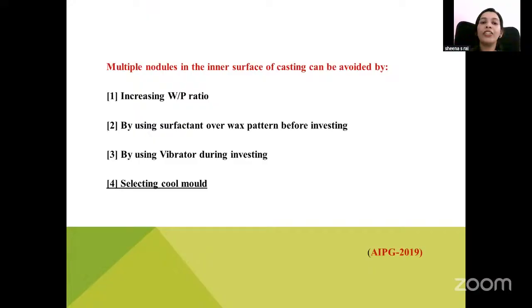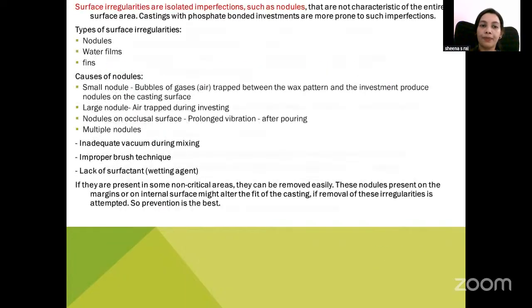So the question is, multiple nodules in the inner surface of casting can be avoided by. The answer is selecting the cool mold technique. This is a method of avoiding the unwanted nodules that are present on the occlusal surface as well as on the proximal surfaces, right?